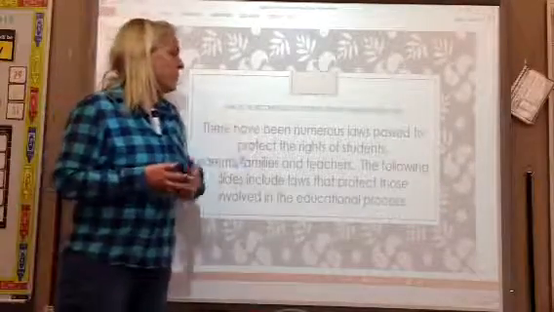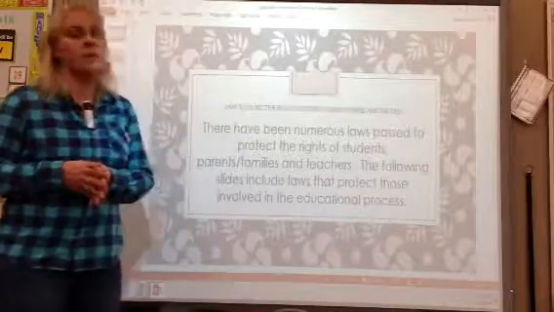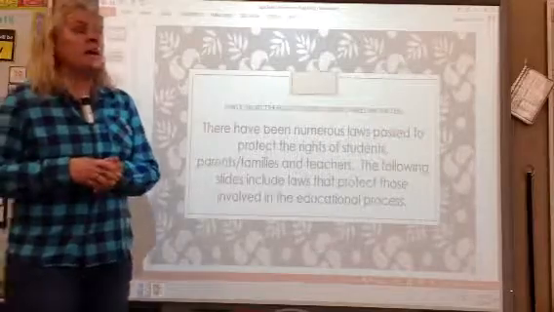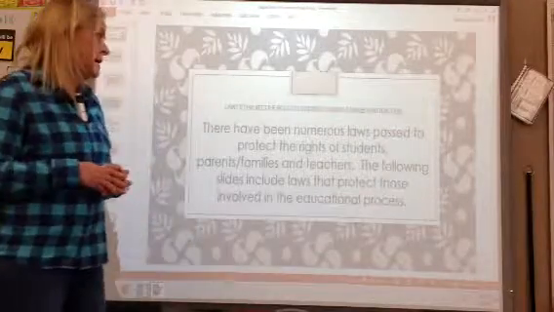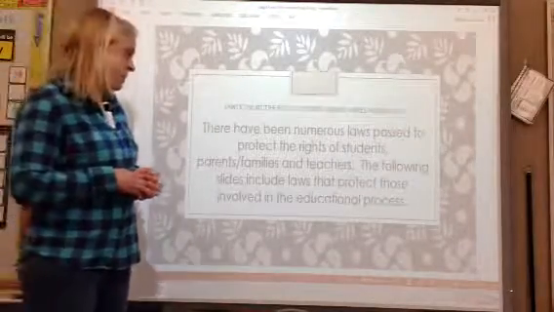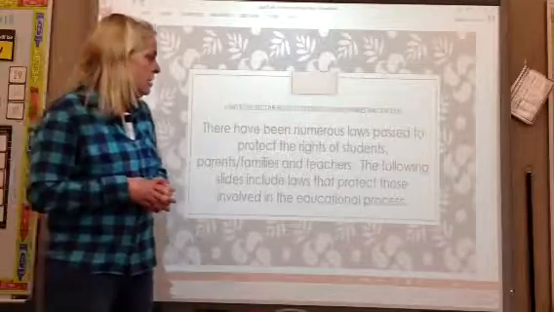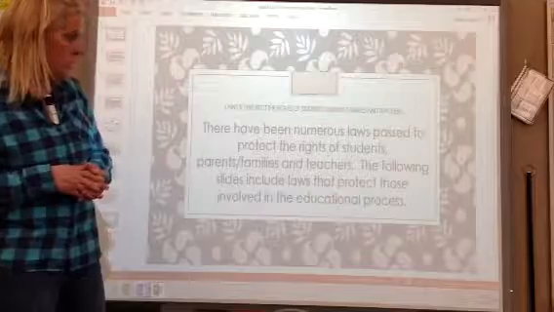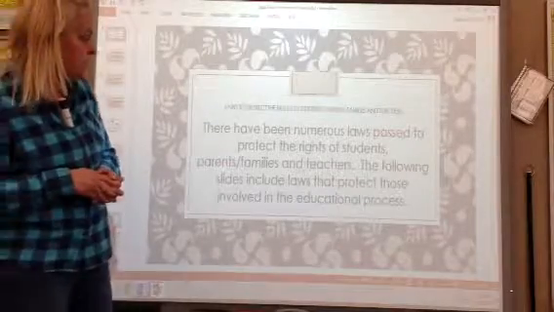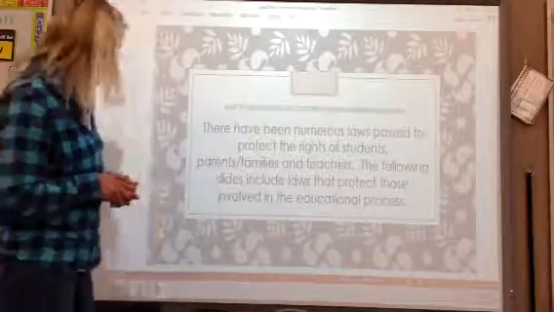So, laws to protect the rights of students, parents, families, and teachers. There have been numerous laws passed to protect the rights of students, parents, families, guardians, and teachers. The following slides include laws that protect those involved in the educational process.